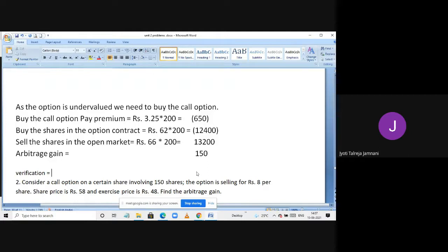I simply do intrinsic value minus premium. So here I'll write, my intrinsic value was 4 rupees minus premium was 3.25. So 4 minus 3.25, I'll get 0.75, into how many shares were there? 200 shares. So 0.75 into 200 shares, if you do, you will get 150. Just see this.